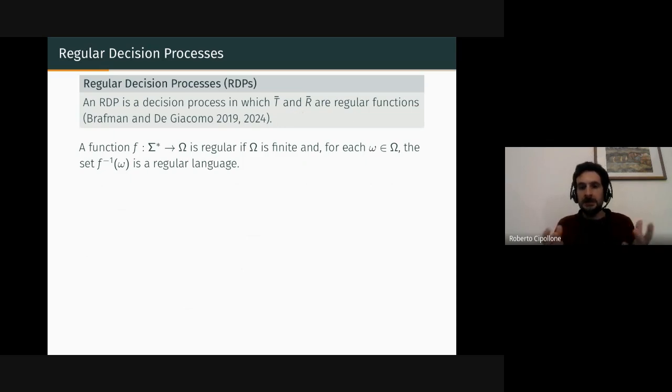What does it mean? We should think about regularity in the meaning of regular languages. T and R give us the distribution of our next observations and rewards, and the distribution that we select can be decided based on the truth of some regular expression. There's a history of things we can condition on. We evaluate some regular expression over it, and we can decide which output distribution we generate. This means that we can construct a finite state transducer that computes T and R.